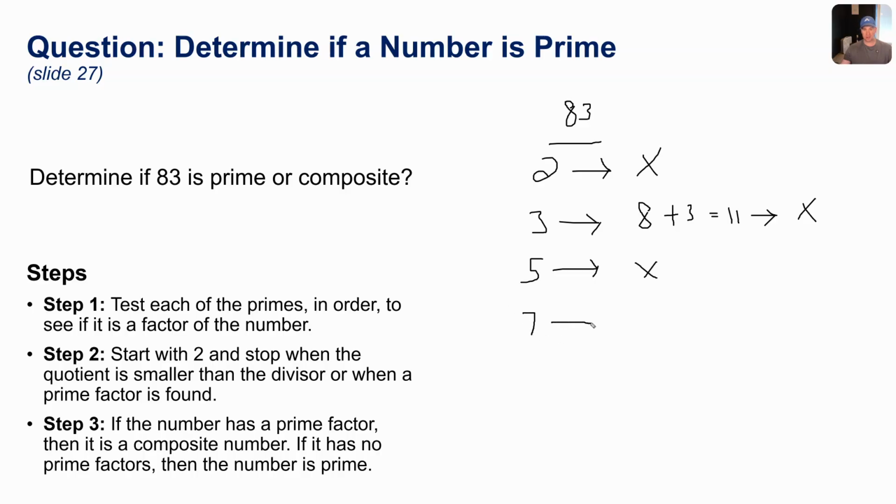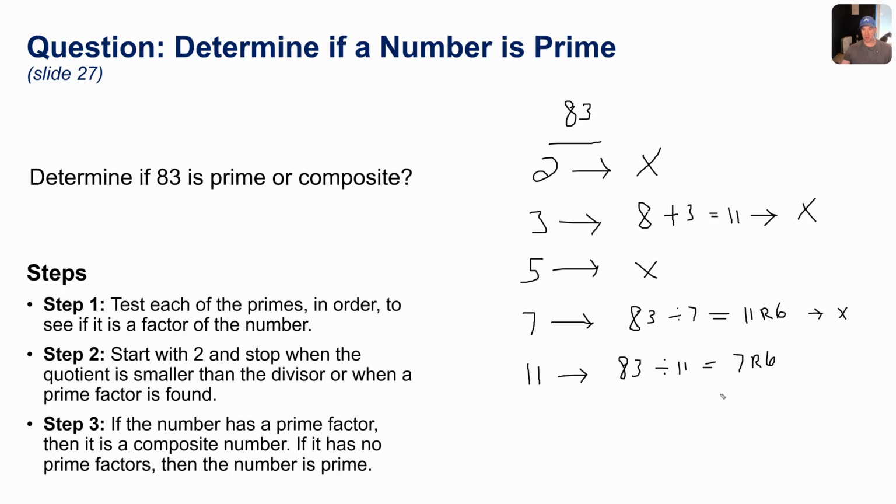7, there's not a great divisibility test for the number 7, so you could try 83 divided by 7 either in your calculator or by hand. And what you end up getting is 11 remainder 6 here, or a decimal. So this is also not prime, right? Next prime number is 11. Oops, that's a lot bigger than expected. Okay, 11. But if I do 83 divided by 11, what you end up getting is 7 remainder 6.